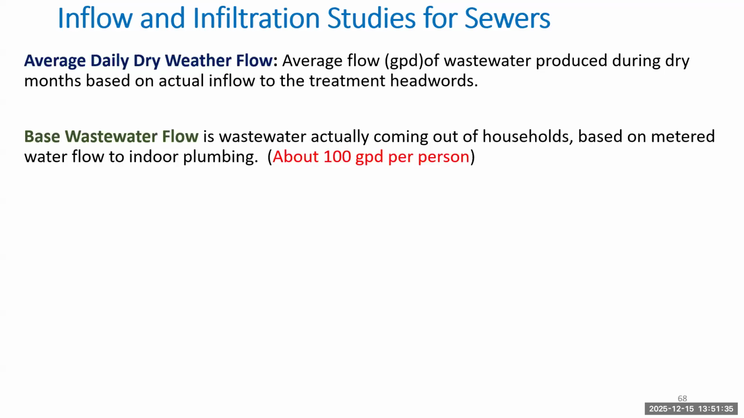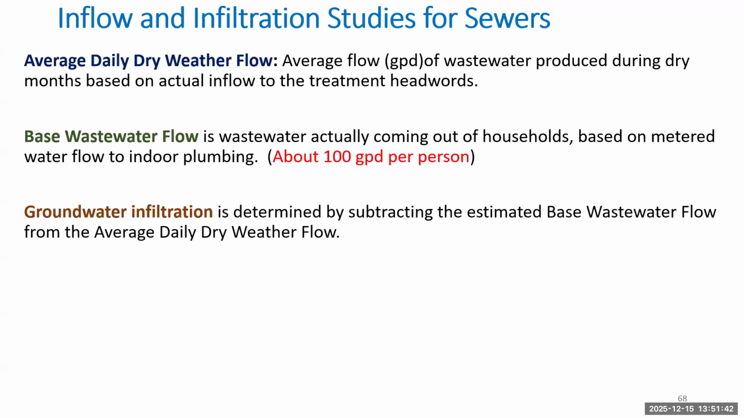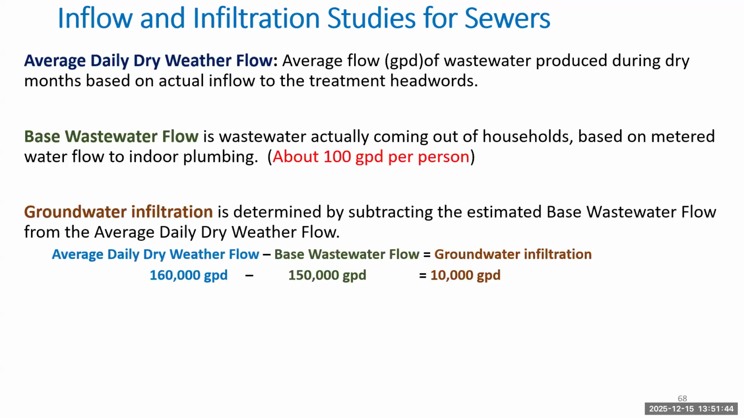Now you can determine the infiltration by subtracting the base wastewater flow from the average daily dry weather flow, like this. Let's say, for example, the average daily dry weather flow was 160,000 gallons per day, and the base wastewater flow was 150,000 gallons per day. Your infiltration would be 10,000. 160,000 minus 150,000 gives us 10,000 gallons per day. So that's groundwater infiltration.